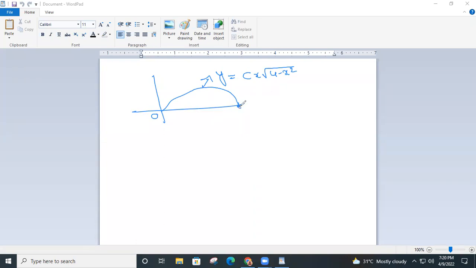So first I need to find this value, so I need to equate this to 0. cx into root of 4 minus x square is 0. This becomes 0 when x is equal to 0, and this becomes 0 when x is equal to 2. At 2 points it becomes 0. At -2 also, but this is the positive x-axis, so I'll take it as 2.